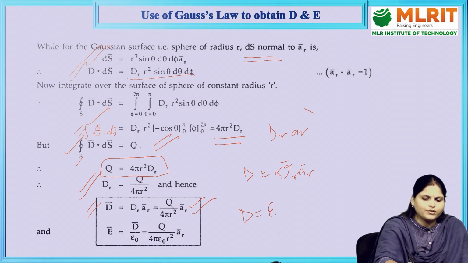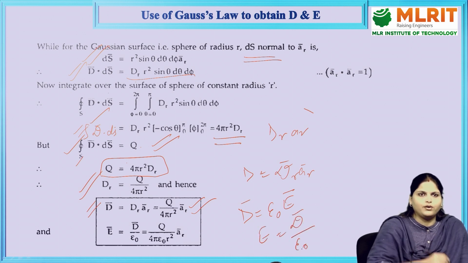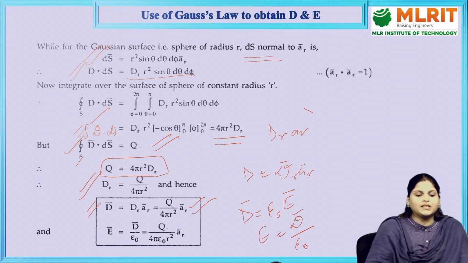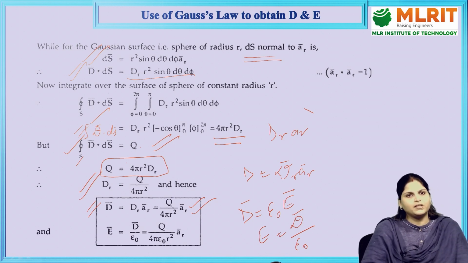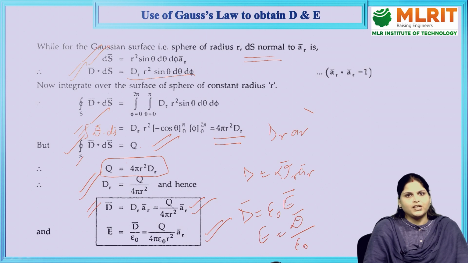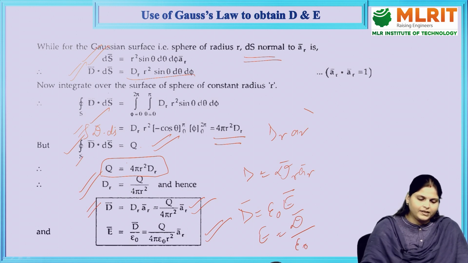As we know that D is equal to epsilon naught E, so E is equal to D upon epsilon naught. We can put the value of D here, it becomes Q upon 4 pi epsilon naught r square aR, which is the formula of electric field intensity due to a point charge. So here we have obtained flux density and field intensity by using Gauss law. Let's move to the next topic.